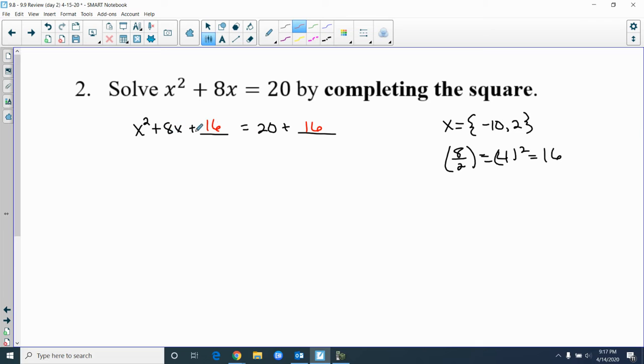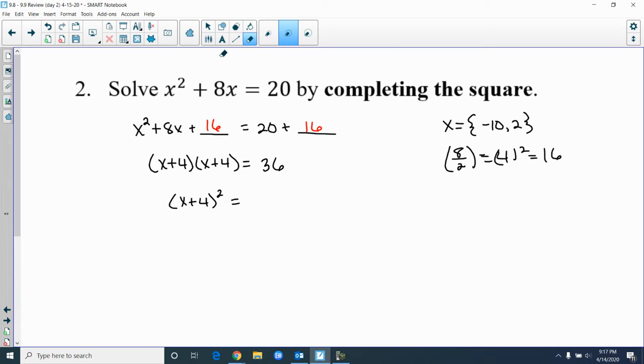All right, I need two numbers that multiply to 16 and add to 8. 4 and 4. And on the right-hand side, 20 plus 16 is 36. That becomes x plus 4 squared equals, whoops, I'm a little one step ahead, just 36.